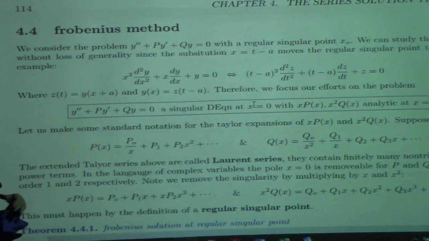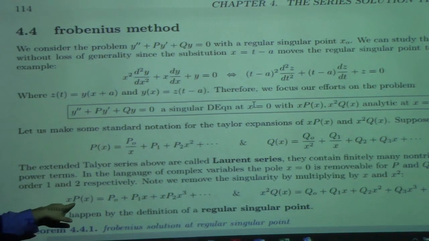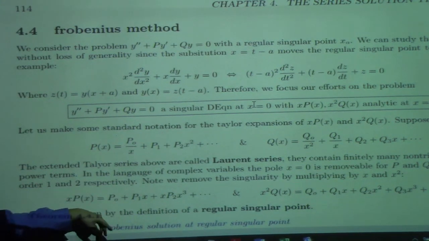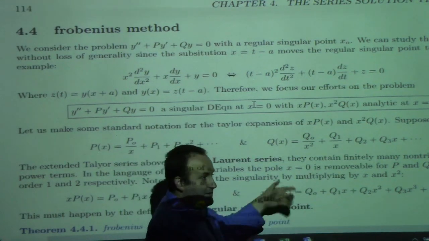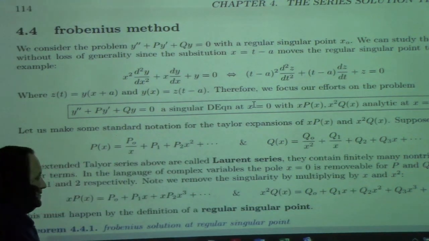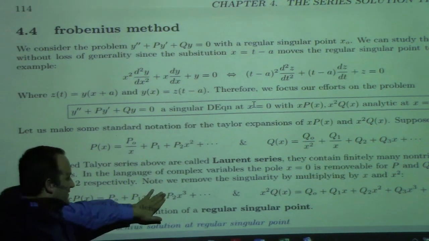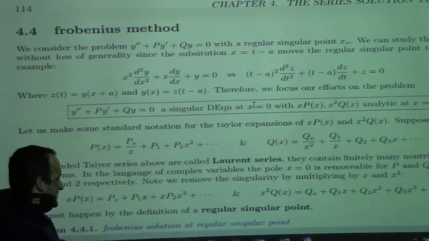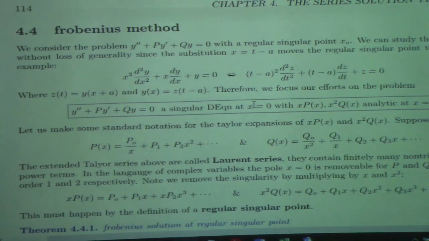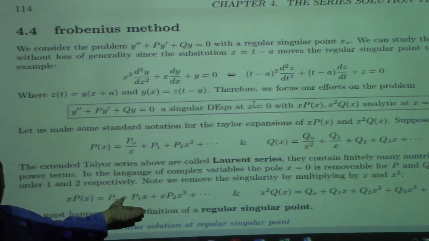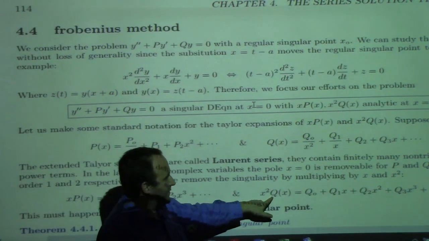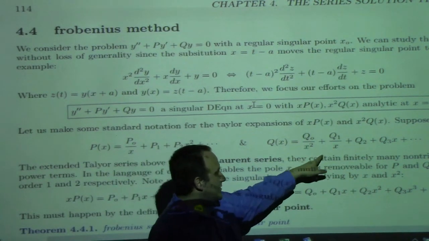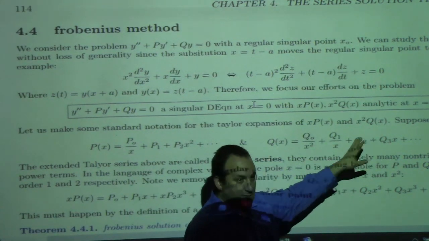The point is, if it's a regular singular point, x times p has a Taylor expansion, and x squared times q has a Taylor expansion. No, this is supposed to be p2 x, p2 x squared. If these have Taylor expansions like so, then if you divide this by x, you get back to that. And if you divide this by x squared, you get back to this: q naught over x squared, q1 over x, plus q2 plus q3, and so forth.